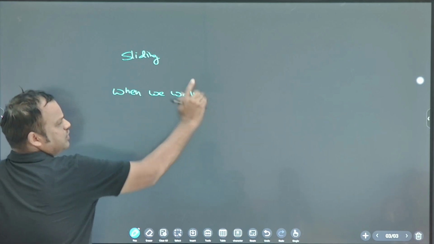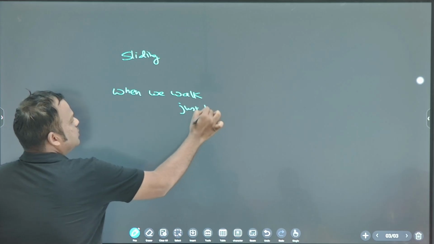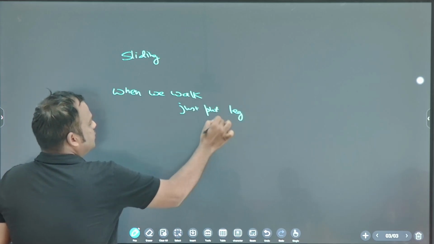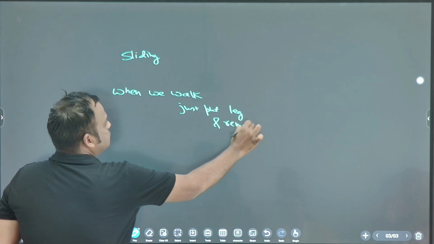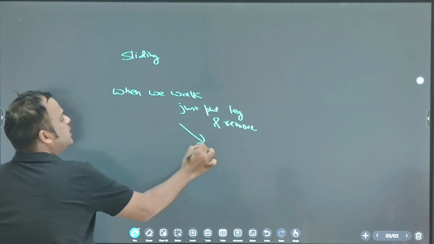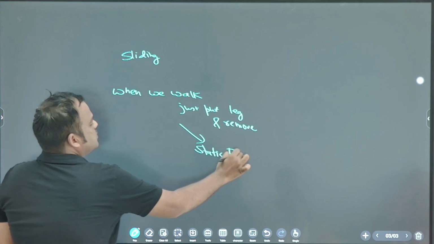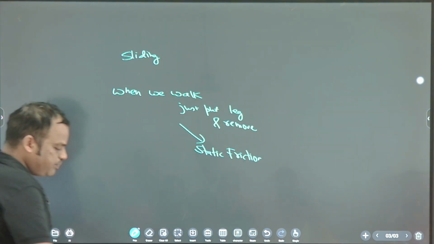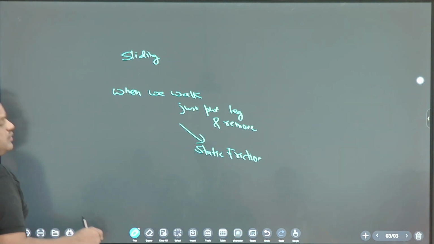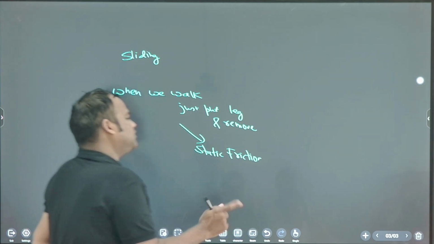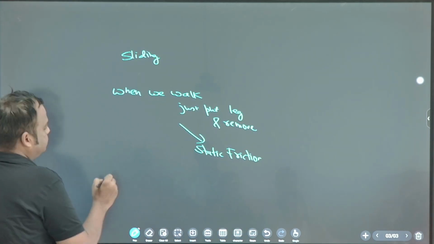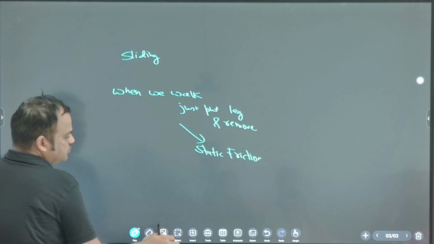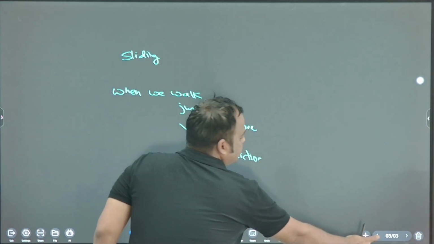So when we walk, we just put a leg and remove. So it is static friction. So what type of friction is helping us to walk? Static or kinetic? Right now, static friction. Okay, clear? And how we are walking, that I have explained.